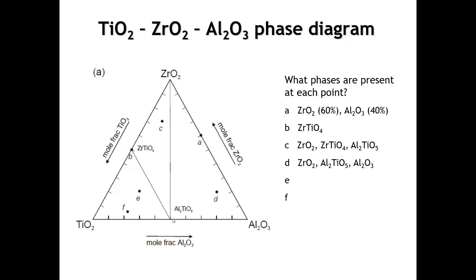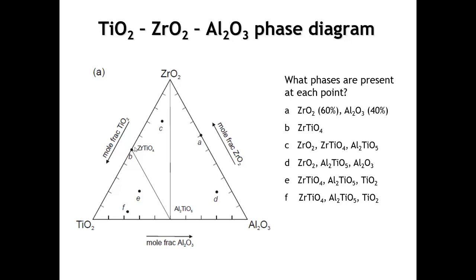And then points E and F are both within the same triangle, right? And this triangle is defined by TiO2, Al2TiO5, and ZrTiO4. And so those phases are present at equilibrium both at points E and F. Now, the ratio of the phases is different at those two points, but the phases present are the same.